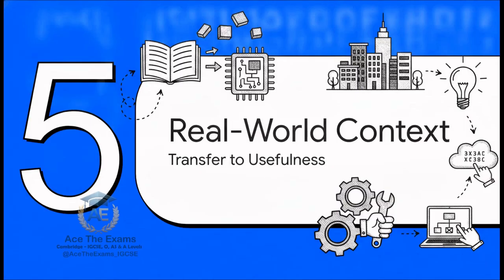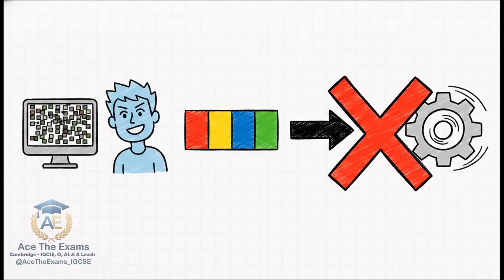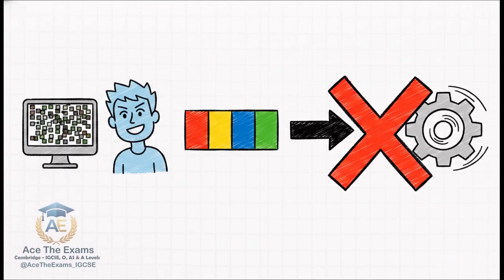Section 5. Real-world context and transfer. If you want your knowledge to survive the immense, crushing pressure of a real exam, we have to convert your rote memory into practical usefulness. We have to leave the abstract textbook definitions behind and step out into reality. So, let's jump into Challenge 2. This is all about finding the flaw.